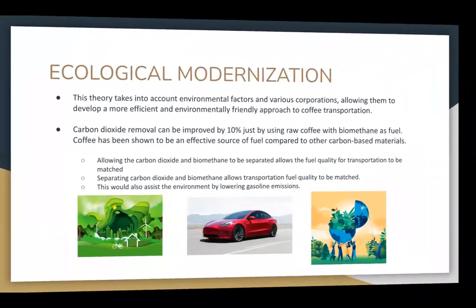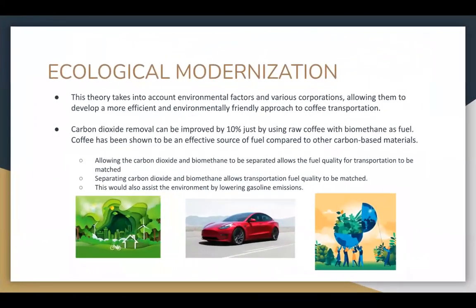One hypothesis involving coffee transportation is ecological modernization. This theory takes into account environmental considerations as well as the various businesses, allowing them to build a more efficient and environmentally responsible strategy to coffee transportation. The numerous routes of coffee transportation can harm the environment by polluting the air. By utilizing raw coffee with biomethane as a fuel, carbon dioxide may be reduced by 10%.